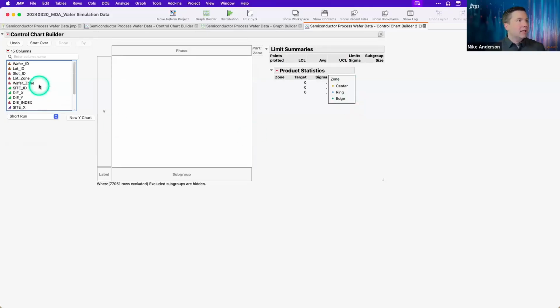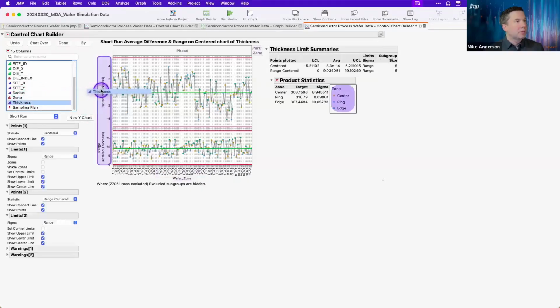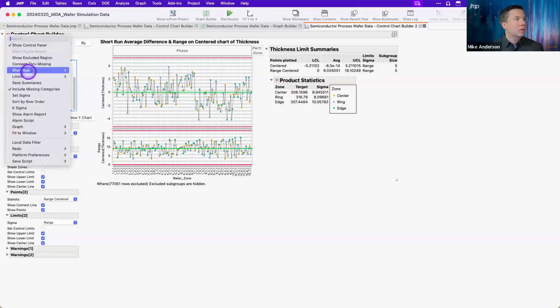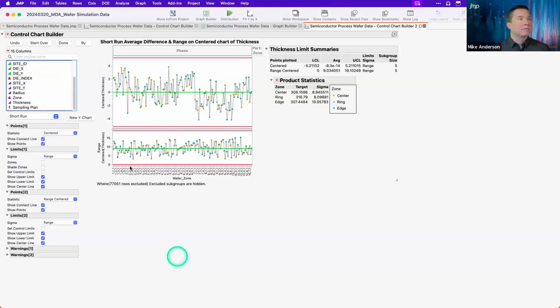Now I'm going to take that wafer and zone and drag it into my subgroups. And I'm just looking at 10 lots of material here at this point. You could do bigger, it just takes a little longer to render. And then we'll put my thickness in there. Now, by default, this control chart sets up with these little dividing lines between each product. I'm not crazy about that, so we can turn that off under the red triangle. All answers to questions are under the red triangle. I'm going to turn that guy off.